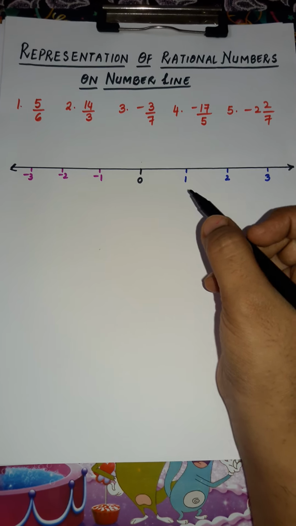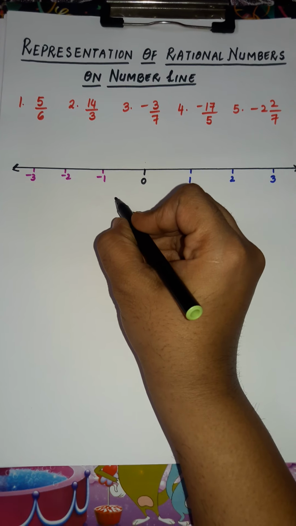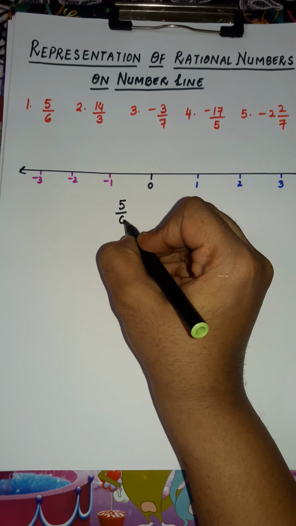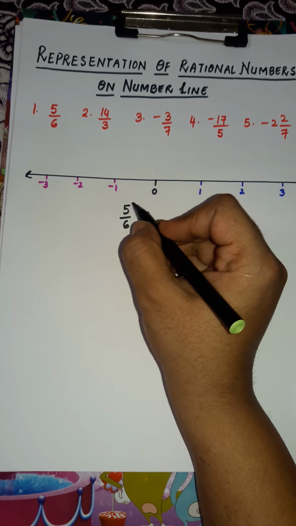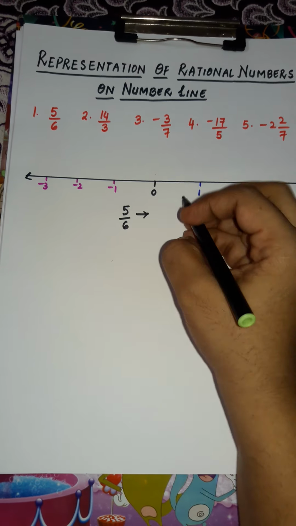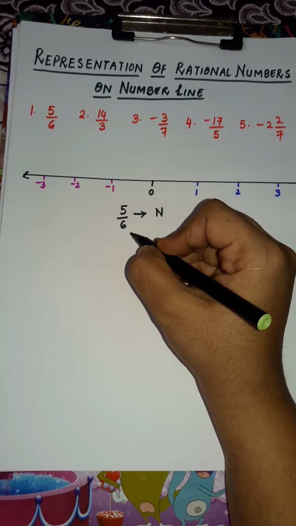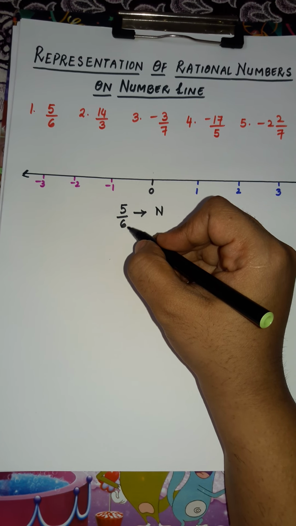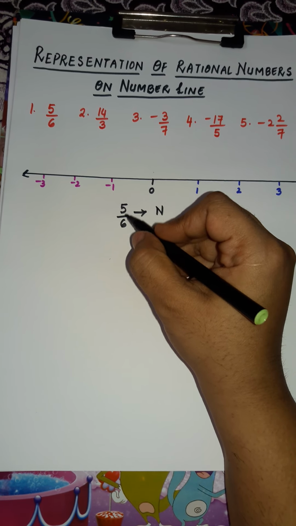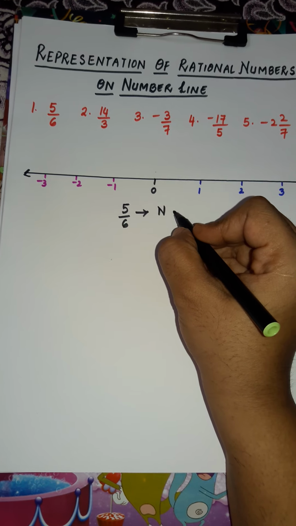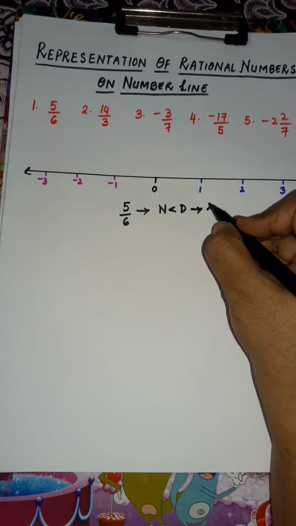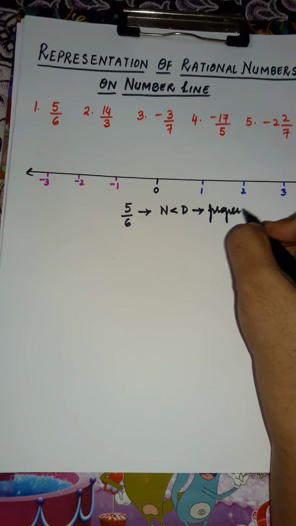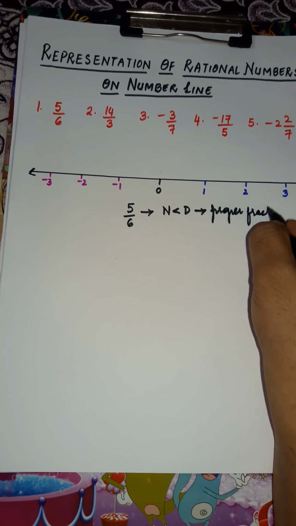So now the first one is 5 by 6. First and foremost you have to check which type of fraction it is. Is the numerator smaller or greater than the denominator? Here the numerator is smaller than the denominator, so this type of fraction I can say is a proper fraction.